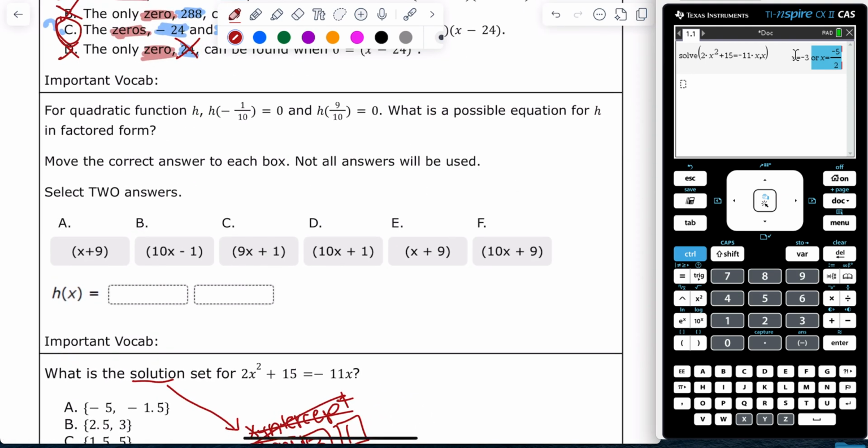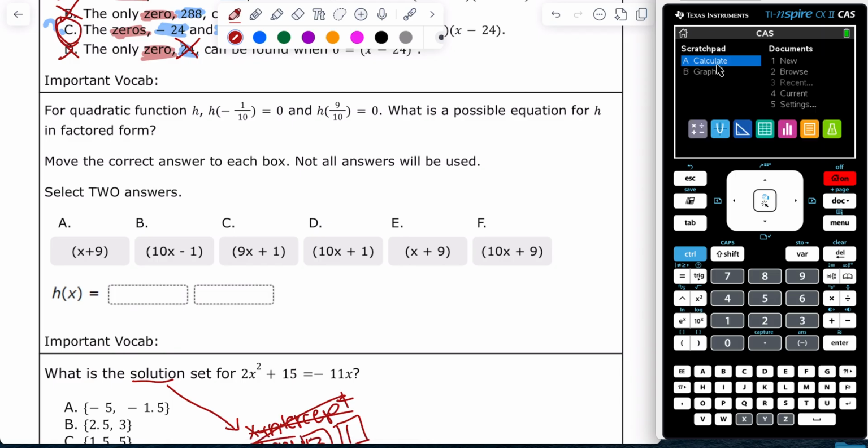This is probably the harder question. It is a new type of question, but let's check it out. For a quadratic function h, h of negative 1 over 10 equals 0 and h of 9 over 10 equals 0. What is the possible equation for h in factored form? Move the correct answer to each box. Not all answers will be used. Select 2 answers. So I know I need 2 answers.